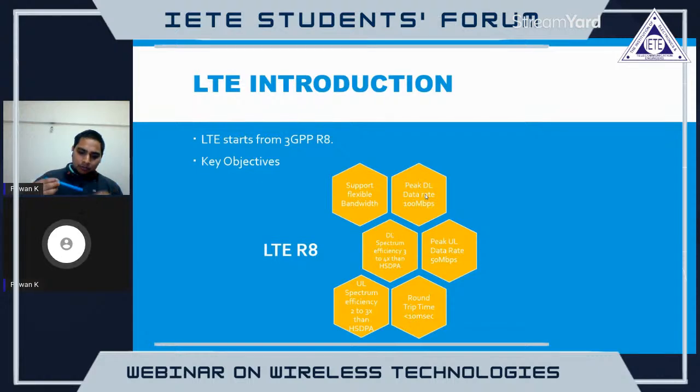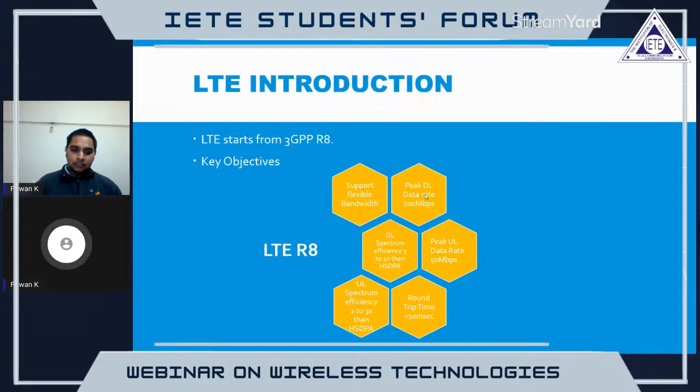The more the width of the pipe, the more information you will be able to send. If the width is lesser, you will be able to send less information. So high bandwidth will be used to deliver more services at a time. LTE systems support flexible bandwidth, which can range from 1.4 megahertz to 20 megahertz in six different variations: 1.4 megahertz, 3 megahertz, 5 megahertz, 10 megahertz, 15 megahertz, and 20 megahertz.